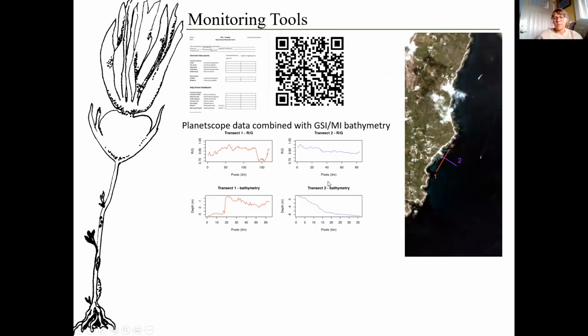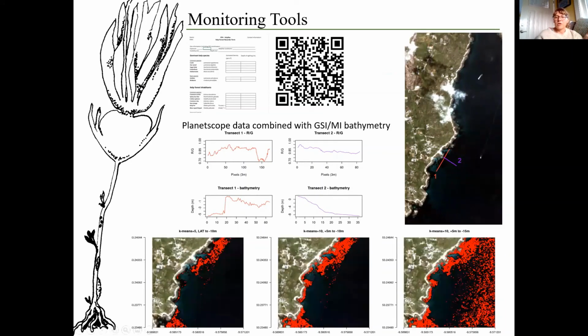So our colleague Erin Golden has used bathymetry data from the Marine Institute, combined it with this PlanetScope data, and created a map of where kelps are found. If he filters out everything from the lowest astronomical tide to 10 meters depth, you get this pattern where the red is the kelps, and that's relatively accurate.